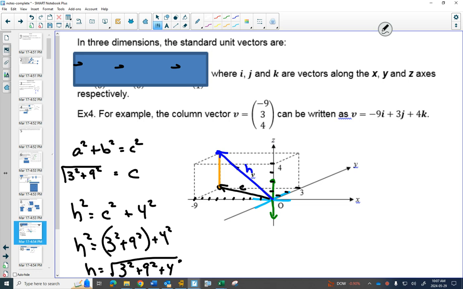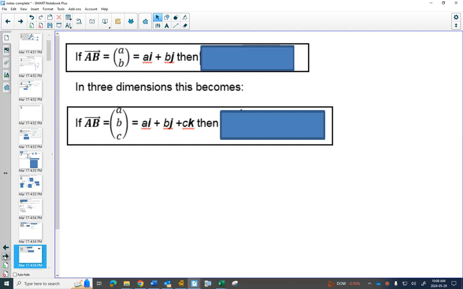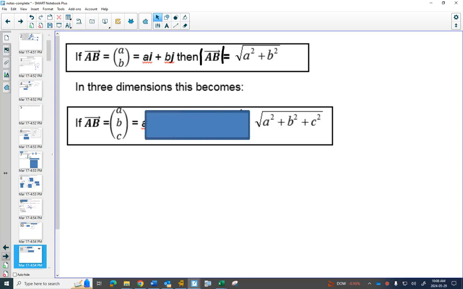And if I wanted to find H by itself, it's like an extended Pythagorean theorem. Notice that you just have the first one squared, the second one squared, and the third one squared, all in a square root. You're just using Pythagorean twice, but it works out to a really nice formula. So the length of AB in 2 dimensions is just a squared plus b squared, that's just Pythagorean. And in 3 dimensions, it's the same idea, just all 3 of them in there.